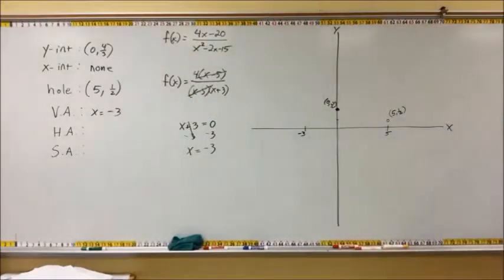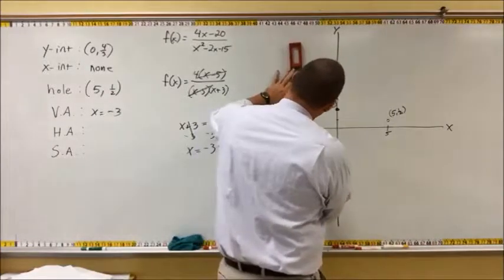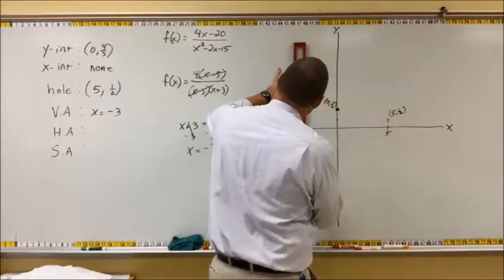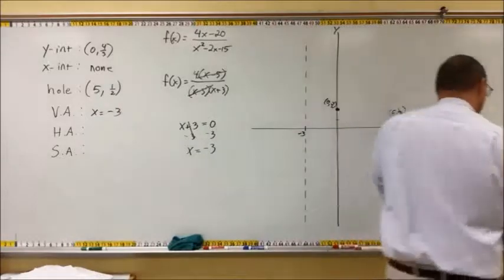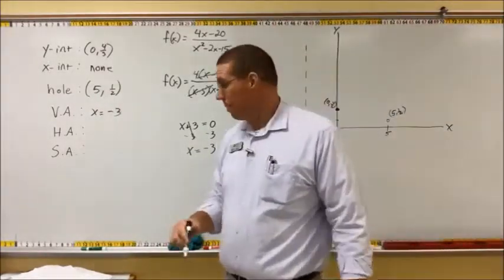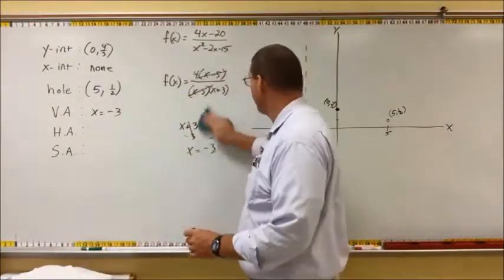Now you can use a ruler. I'm going to use a level. I know that's a little geeky, but I'm going to use a level to make sure that it's as vertical as I can possibly get it. That's about vertical right there. We've got a vertical asymptote there at negative 3. Okay? And then now we need the horizontal asymptote.